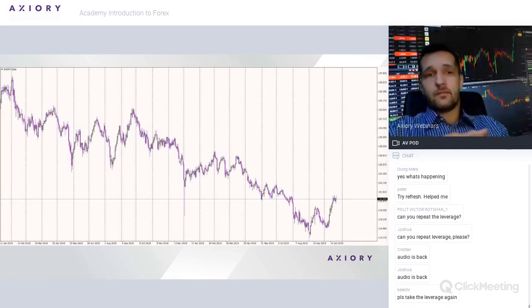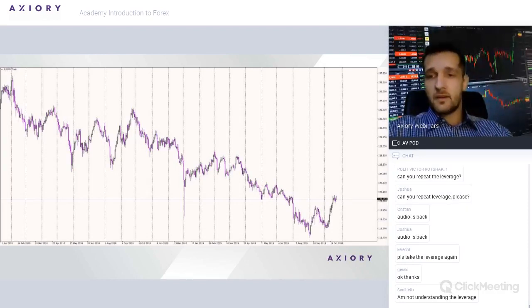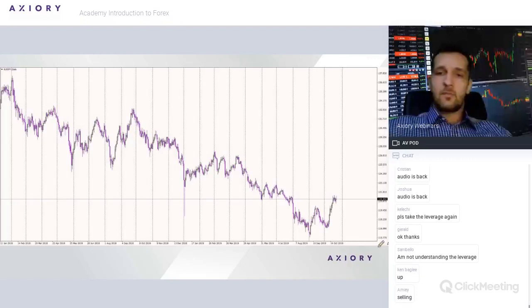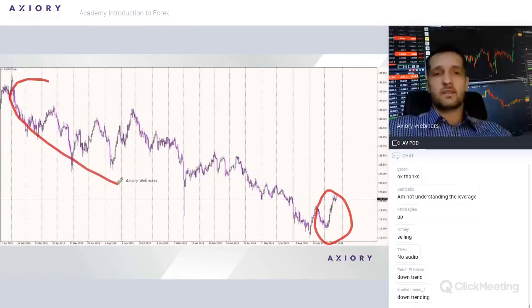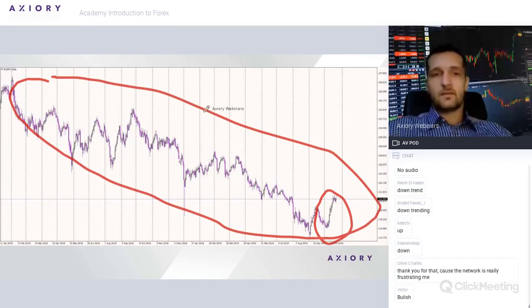What do we have here? A chart with the price. What is the price doing here, my friends? Tell me. What is the price doing here? In general, the price is going down. So yes, this is a downtrend.